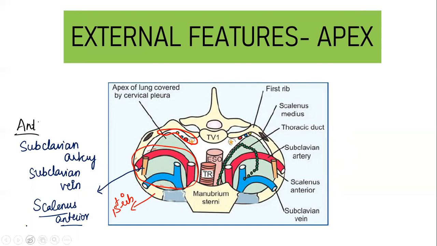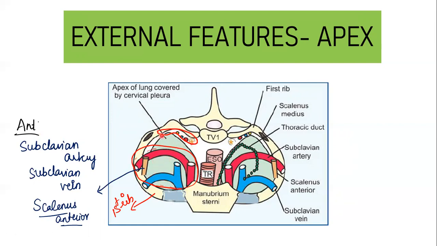And similarly, if you take posterior relation, so this is the anterior relation, very simple. This much you know is enough. This portion will be taken again in head and neck. So there you will be able to understand even more structures, right? So as of now, I just told it very simply. Subclavian artery, vein, and scalenus anterior form its anterior relation.